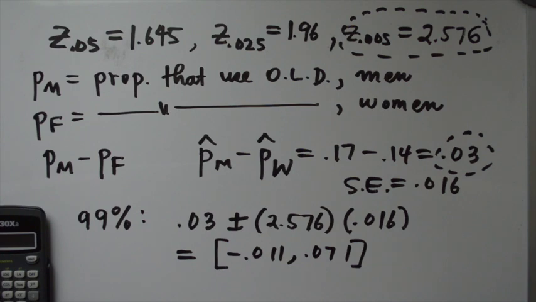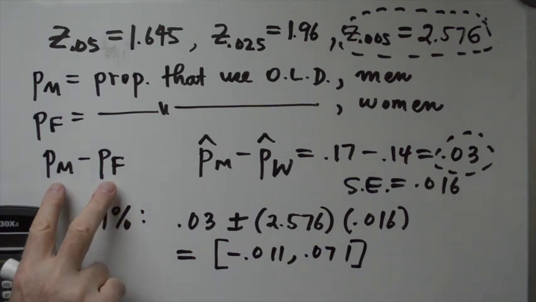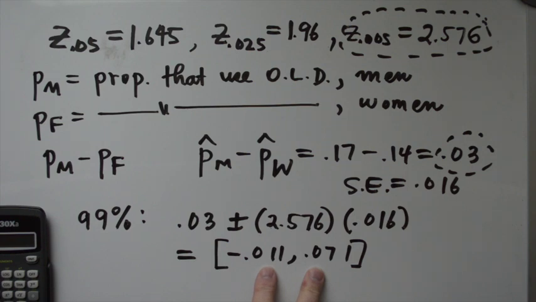All right, so how would we articulate that? We would say we are 99% confident that the difference in PM and PF is covered by this interval. All right, that fulfills part one of the problem. We've got that confidence interval built. Now, the second part of the problem asks us to engage this question. Is it plausible that there is no difference between men and women in how likely they are to use online dating? Use the confidence interval from part one to answer and explain your reasoning.